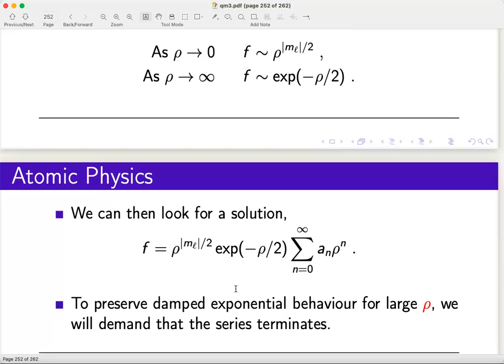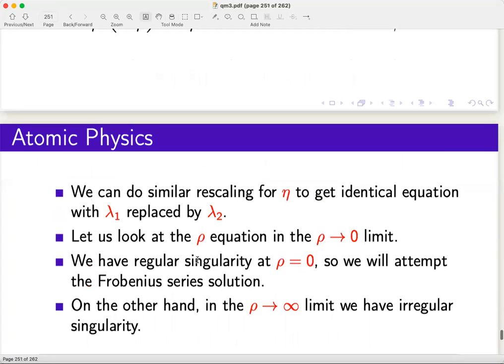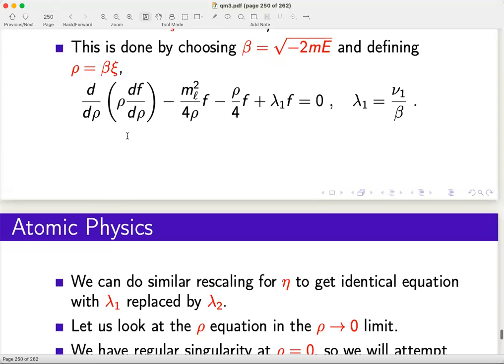Fine. So what we want to do is to substitute this as a solution in the differential equation that we have, and ask how we determine the coefficients of this series, namely the a_n. Now the point is that all you need to do is to plug this back into this equation and collect fixed powers of rho.